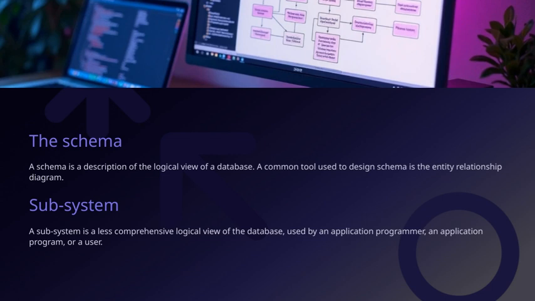Now, moving on to schemas. These are descriptions of the logical view of a database. They serve as the blueprint, outlining how data is organized and related. A common tool we use to design these schemas is the Entity Relationship Diagram, or ER diagram. These diagrams visually map out entities, their attributes, and relationships, making it easier to understand and communicate the structure of the database. So, in the bigger picture, understanding subsystems and schemas helps us manage complexity. They allow different users and programs to interact with the database at the appropriate level of detail, ensuring clarity and efficiency in database design and usage.